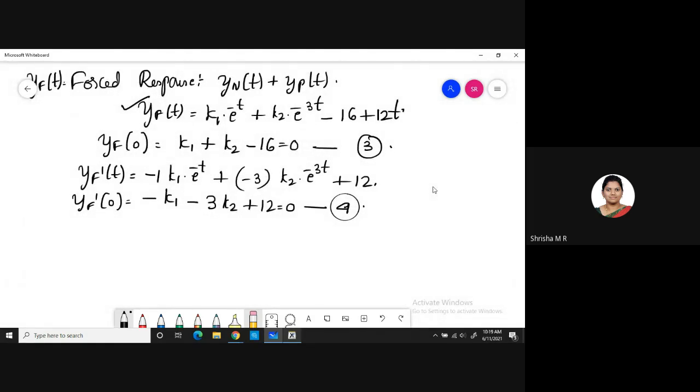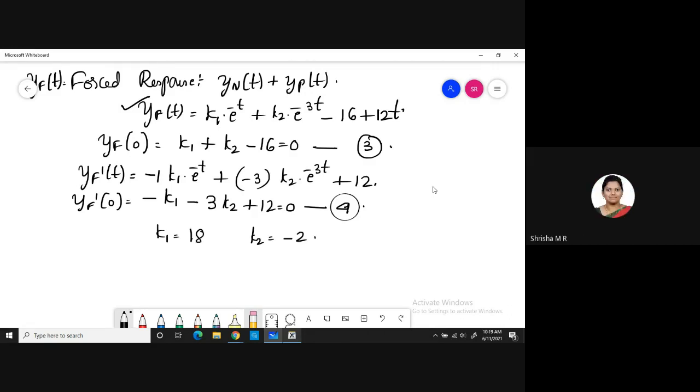What is k1 and k2? You can solve it in the calci, right? Ma'am, is it 18 and minus 2? Yeah, it's 18 and minus 2.